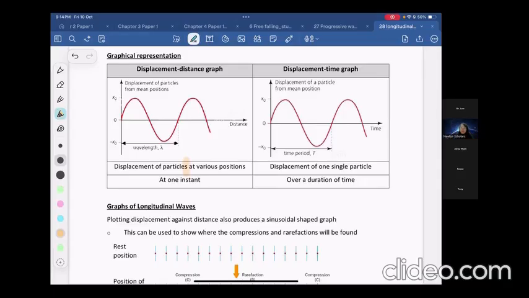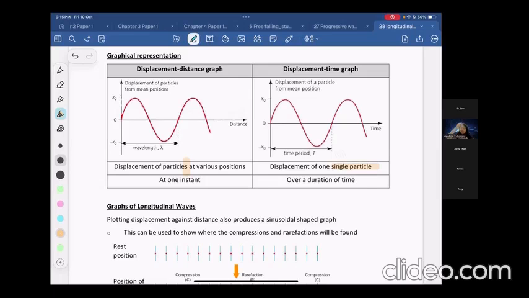At one instant, that means at a certain moment, say t equals 10 seconds, or t equals 0 seconds, I capture all the particles and where their positions are. This is called a displacement-distance graph. A displacement-time graph is where I only observe a single one.